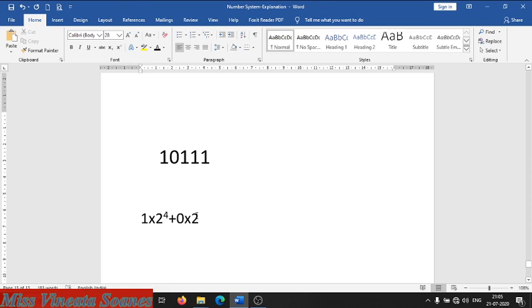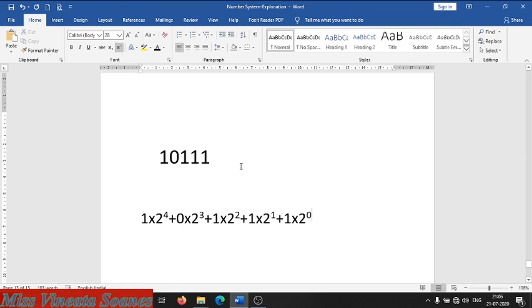Since this is 4, definitely the next will be 2 to the power of 3. So in this way you will have another addition of this, but this will be 2, and again you will have a plus, and this one will be 1, and then again another one, but this one will be 0. This will be 0 to the power of 0.